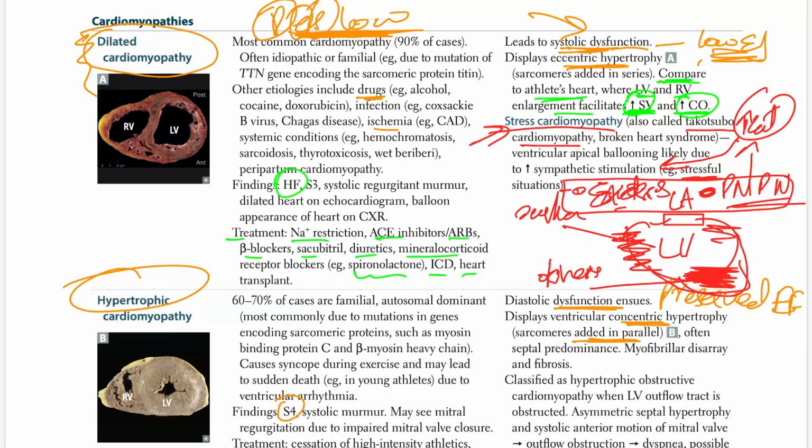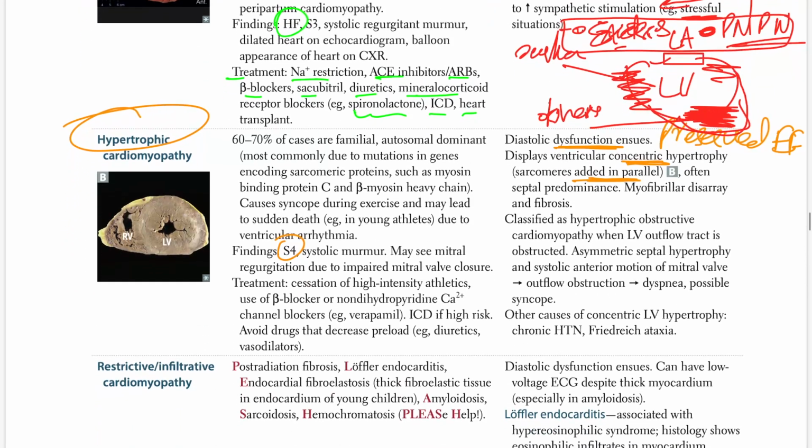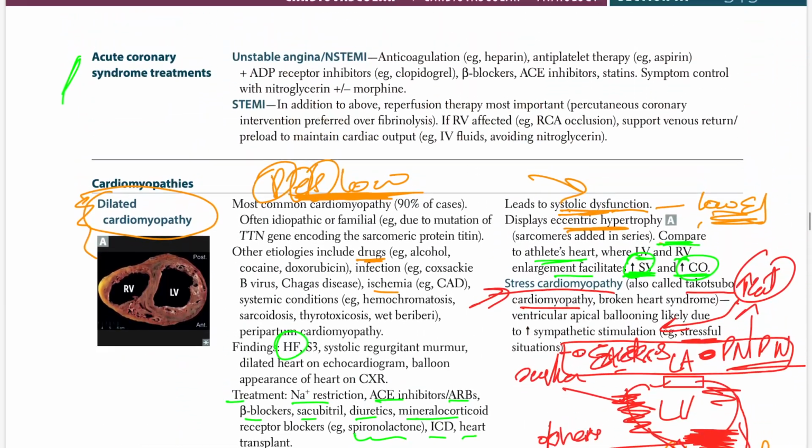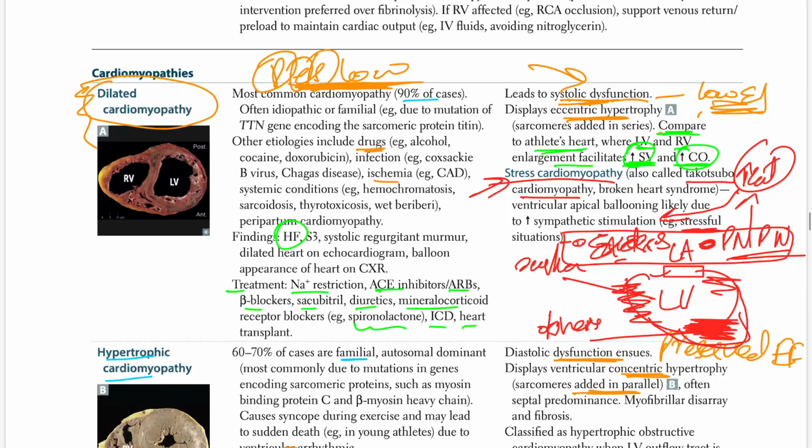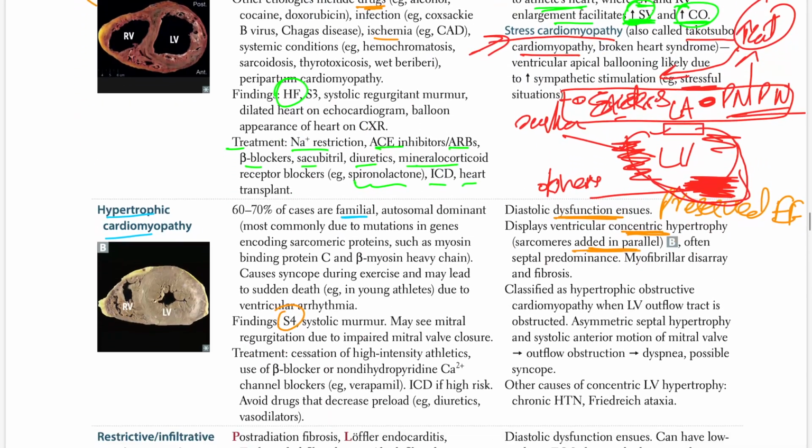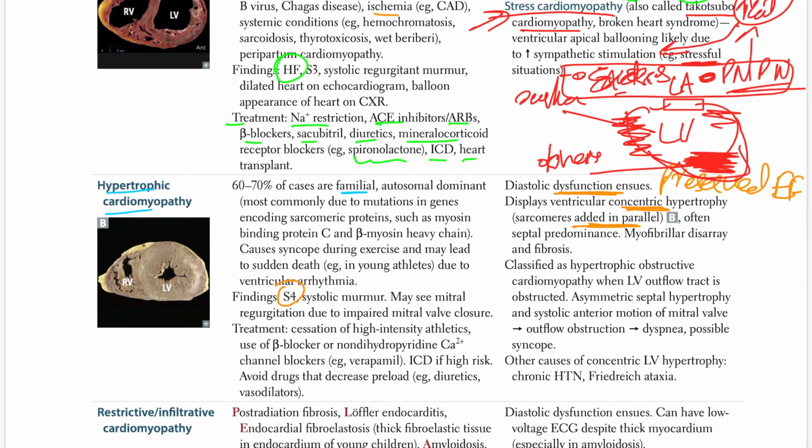Now let's look at the second one, which is hypertrophic cardiomyopathy. In hypertrophic cardiomyopathy, 60 to 70% of the cases are familial. Top one, what was that? About most cases, 90% are idiopathic or familial. Here it is 60-70%. Autosomal dominant, most commonly due to mutation.